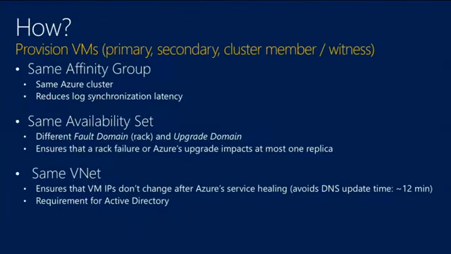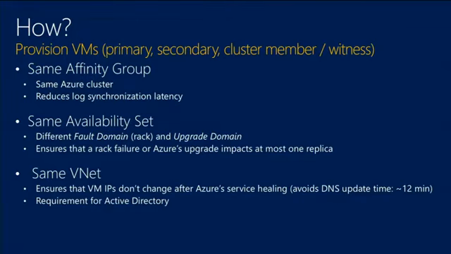So what do you need to do if you want to configure either database mirroring or availability groups in Windows Azure? The first thing to think about is how to provision these VMs so that they are highly available. And Corey talked about some of these concepts. There are 3 things you need to think about when you provision these VMs.